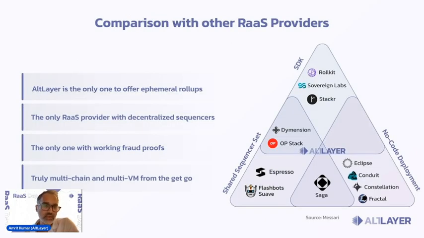And so where do we stand in terms of roll-up as a service provider? We are the only ones. AltLayer is the only one that offers a unique kind of roll-up that we call ephemeral roll-ups, and I'll tell you a little bit more about it in a minute. It's a roll-up that is basically disposable in nature. So you can spin up this roll-up, use it for as long as you want, and when you feel like you're done with it, you can take it down.